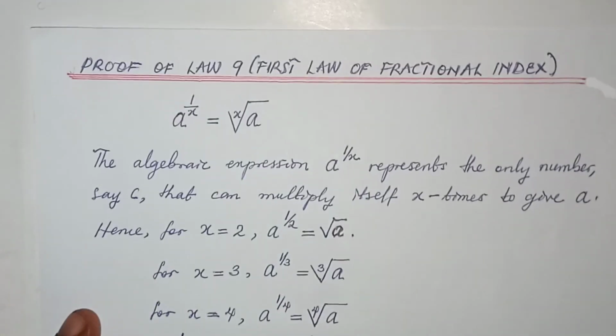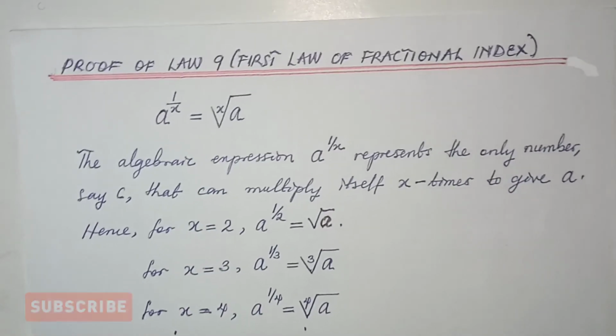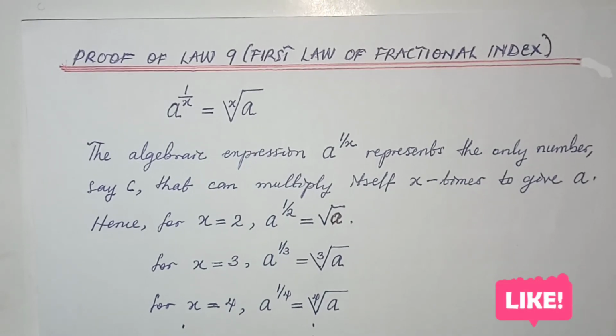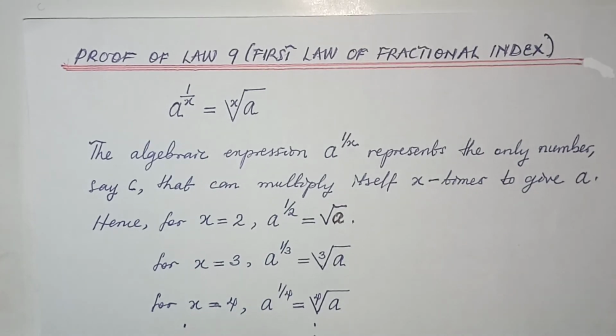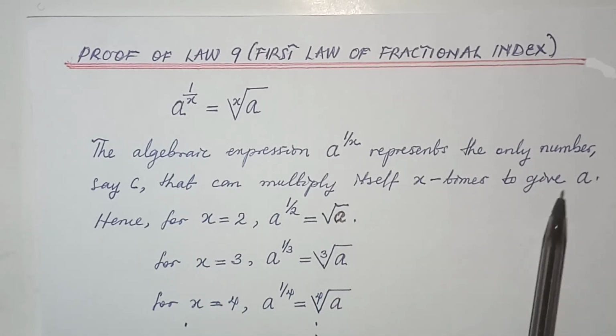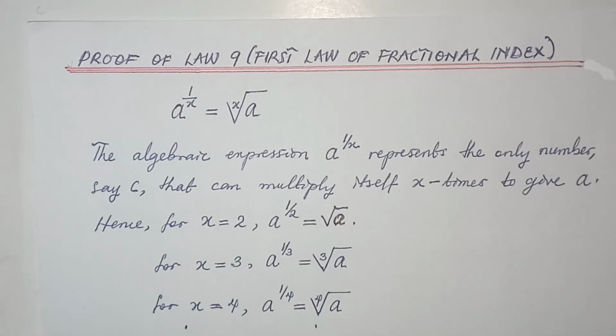Let's go to law number 9. In law number 9, we are going to be using an inductive proof where we look at the notation, what the notation actually means. What does a raised to power 1 over x mean? A raised to power 1 over x represents the only number, say c, that can multiply itself x number of times to give a. So if, for instance, my x is 2 and my a is 4, then it will mean 4 raised to power 1 over 2. What will 4 raised to power 1 over 2 mean?